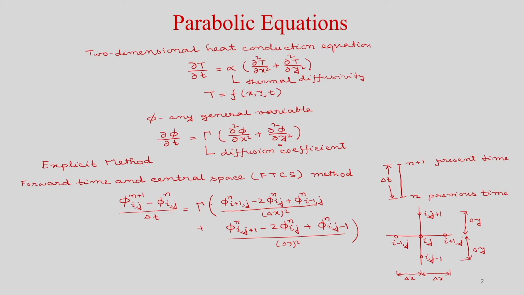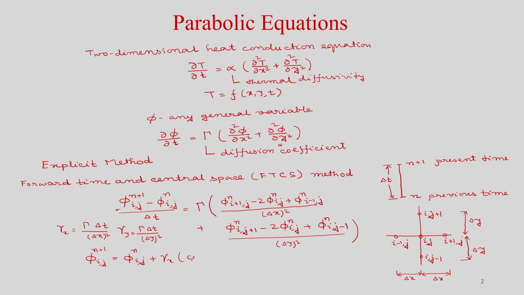If you multiply delta t to this side, you have only one unknown, phi i j n plus 1. Let us define the diffusion factor gamma x as gamma delta t by delta x square, and the diffusion factor gamma y as gamma delta t by delta y square. So, you can write this algebraic equation with one unknown, phi i j n plus 1, on the left hand side. Now, if you write it this way, it will be phi i j at the nth level, plus gamma x.